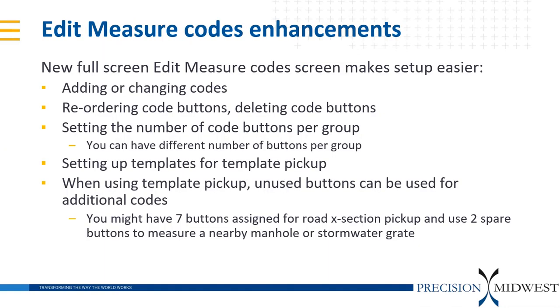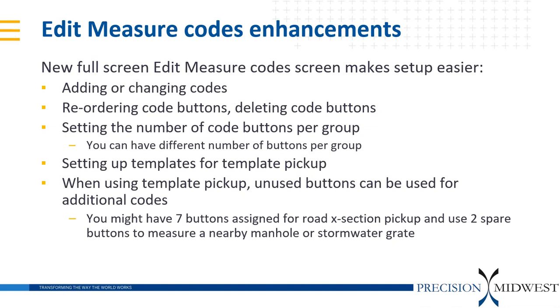Edit measure code enhancements. New full screen edit measure code screen makes setup easier for adding and changing codes, reordering code buttons, and deleting code buttons. Setting the number of code buttons per group. You can have 25, you could have 9, you could have 12, and those are all assigned per group. So if you have a default of 9, you don't have to carry all 9 boxes through all of your screens. Setting up the numbering for code buttons per group, like I said, you could do that.